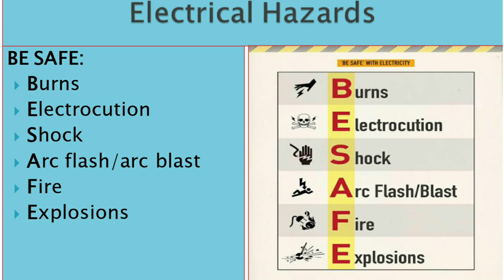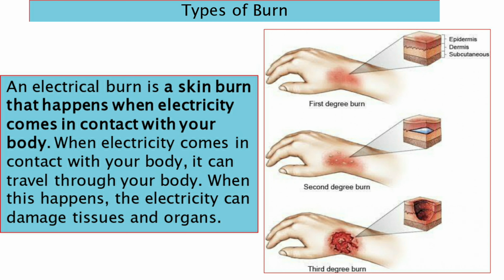Electrical hazards, be safe: burns, electrocution, shock, arc flash, arc blast, fire, explosions. Types of burn. An electrical burn is a skin burn that happens when electricity comes in contact with your body. When this happens, it can travel through your body and damage tissues and organs.